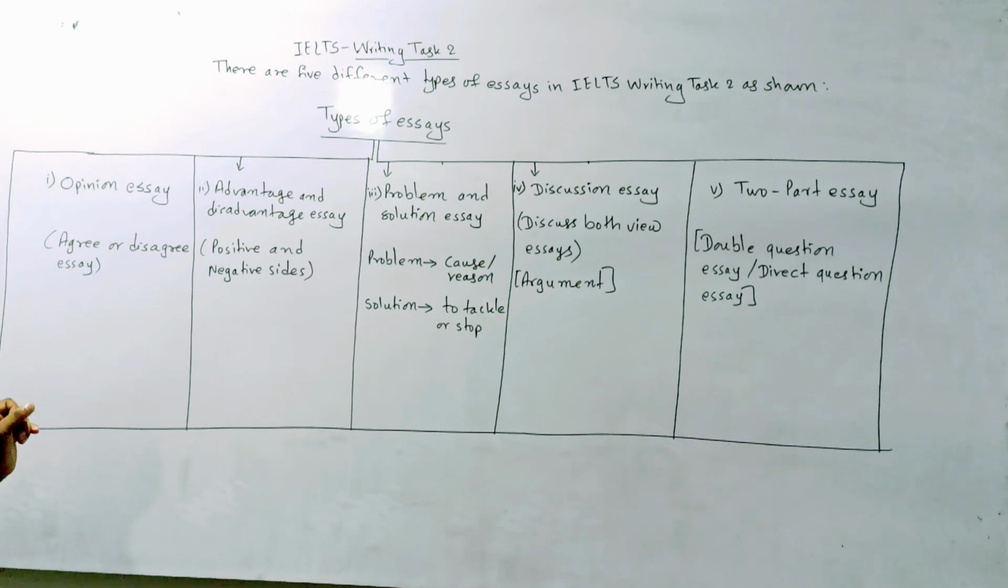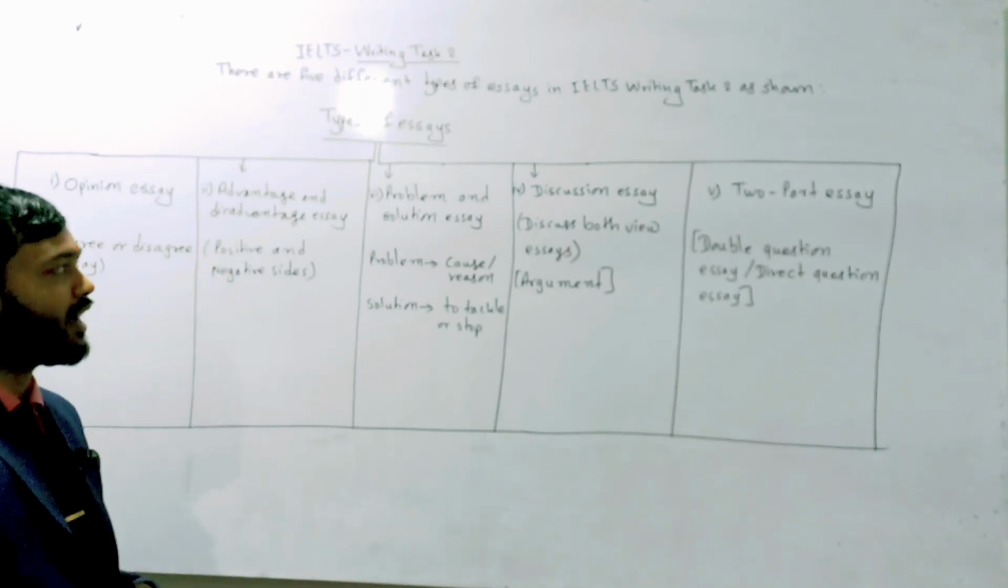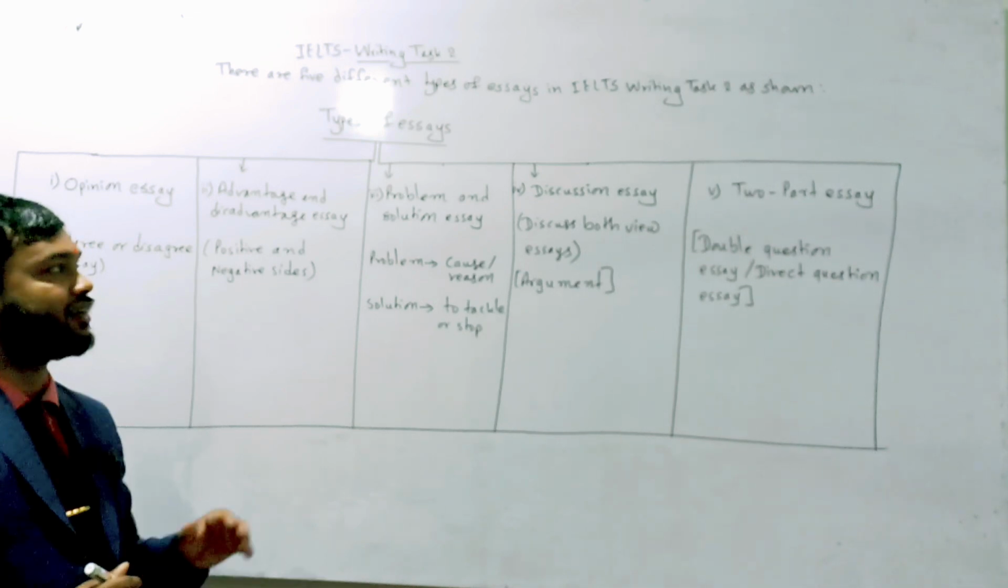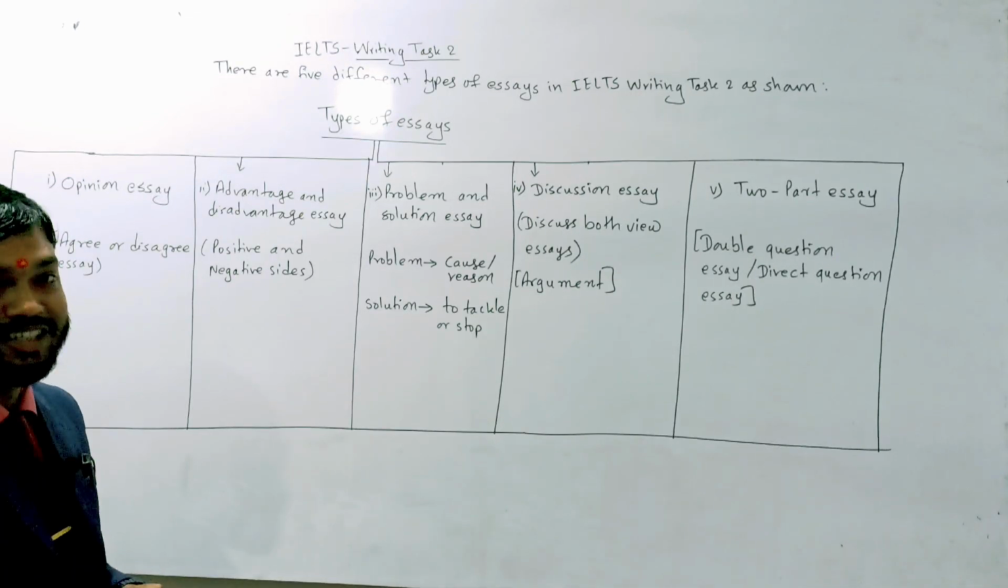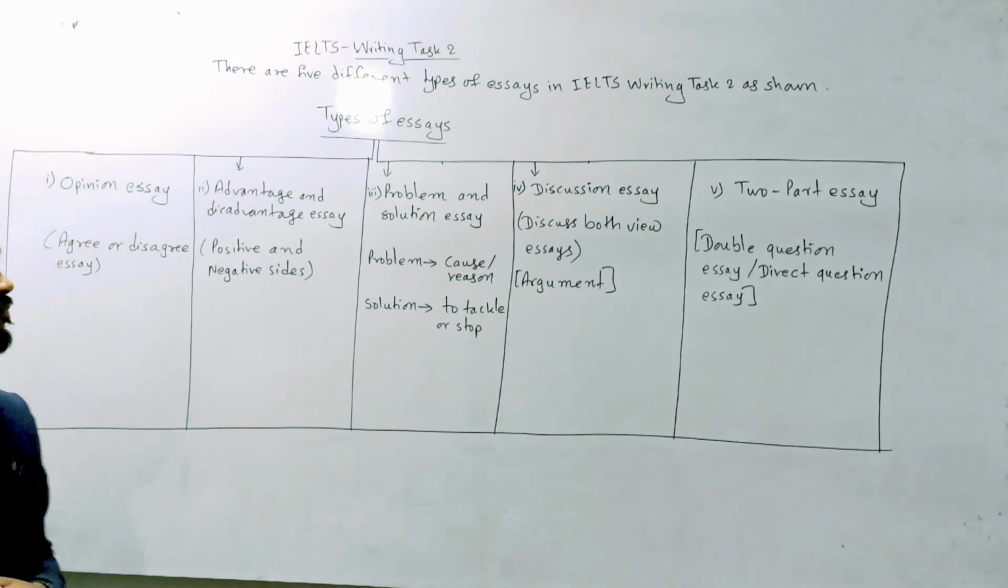First one is opinion essay. The second one is advantage and disadvantage essay. Third, problem and solution essay. Fourth number, discussion essay. And the last number is 2-part essay. Now let's come in detail to understand.